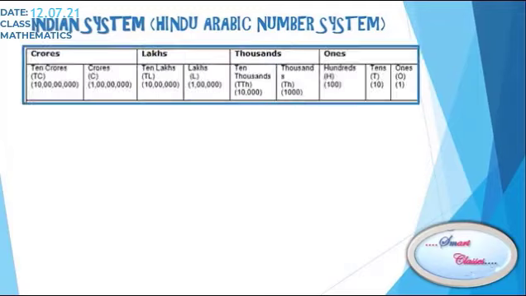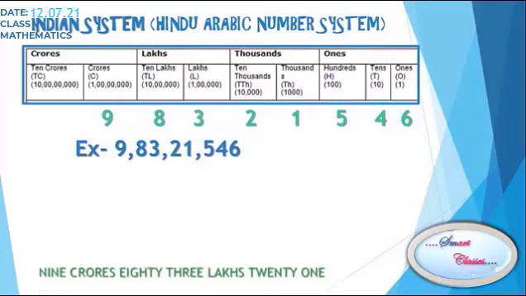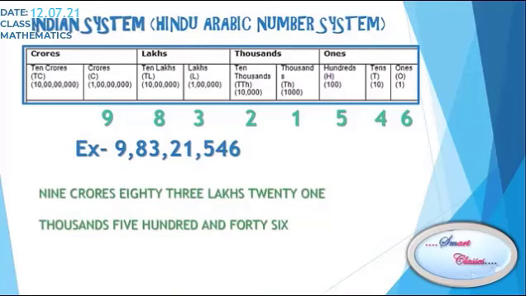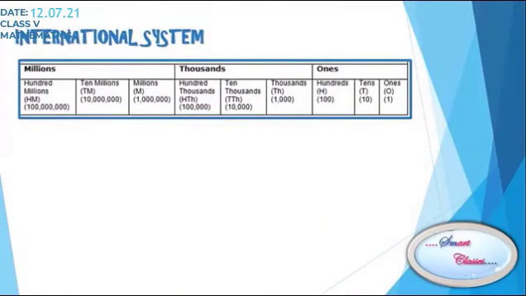Now let's see an example of Indian number system. Here we are having a random number. We will first place them under each and every subsection of periods of Indian number system. So after writing like that, now we will write them in words. So this number is 9 crores 83 lakhs 21,546.